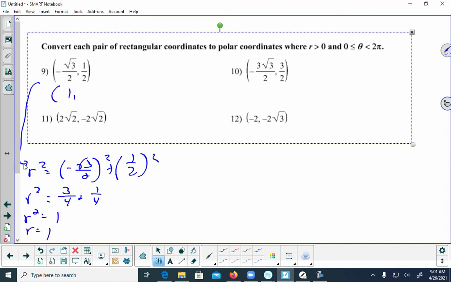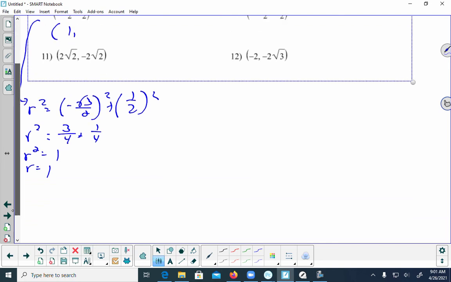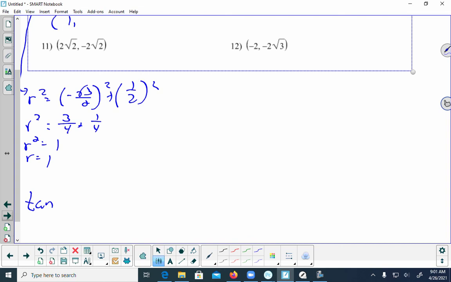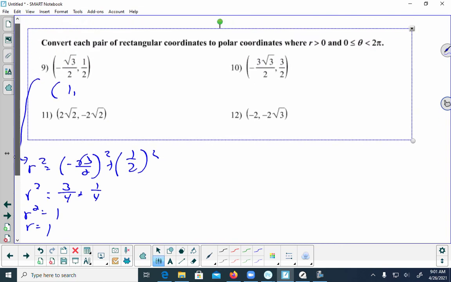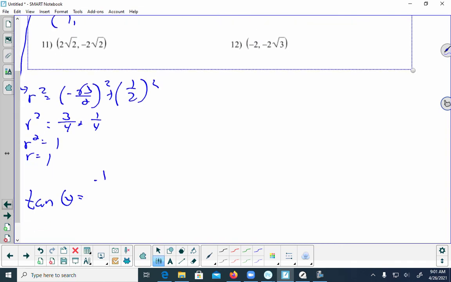When I go to do the angle, I can do it 2 ways. First, I could do that. I should recognize it from my unit circle, but let's suppose I don't. So I'm going to say the tangent theta is equal to the sine over the cosine.